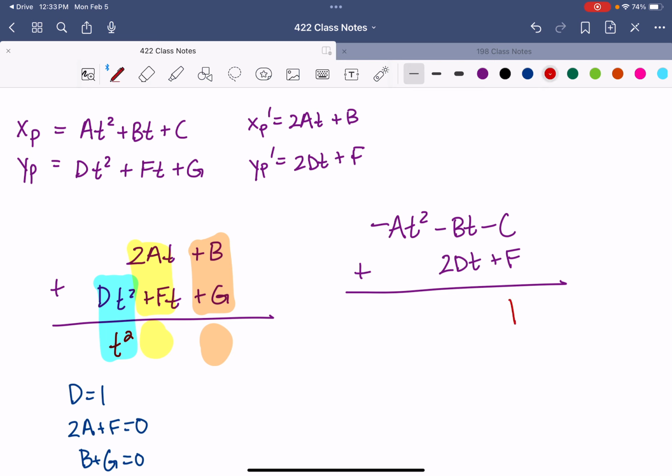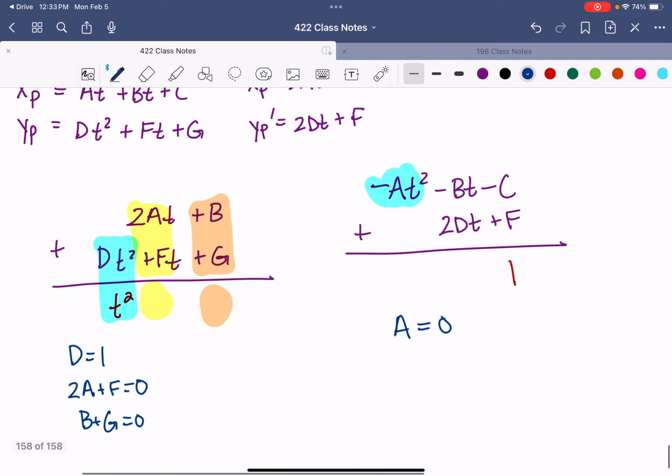Right, and that's my constant. So I'm going to go column by column here, and that'll tell me what these letters have to be. So first column, negative at squared. There's nothing down there that's a t squared, so that means I'm going to get that a equals 0, right? Because I have to get no t squared term.